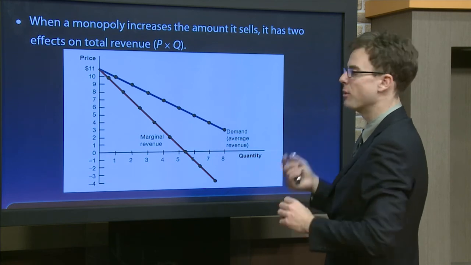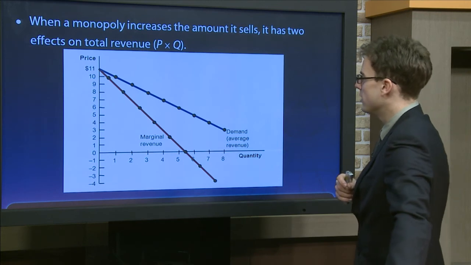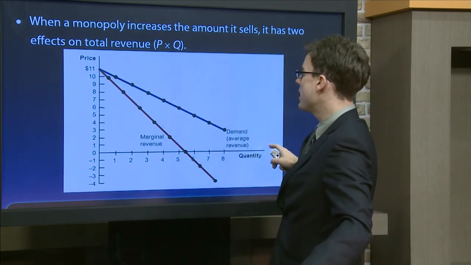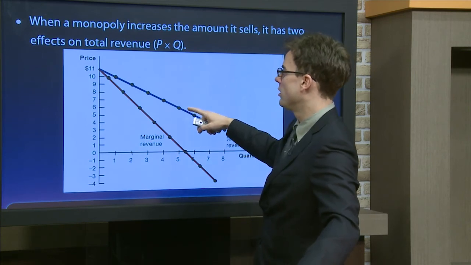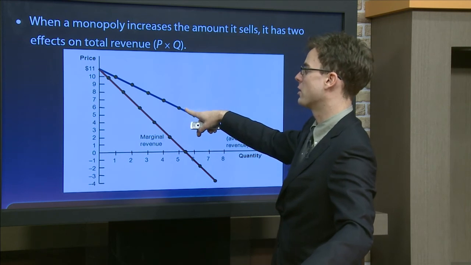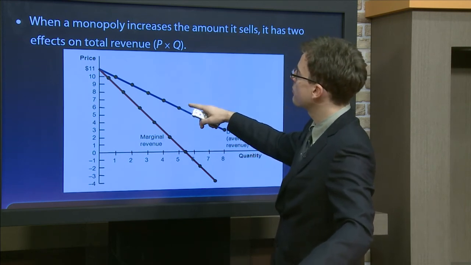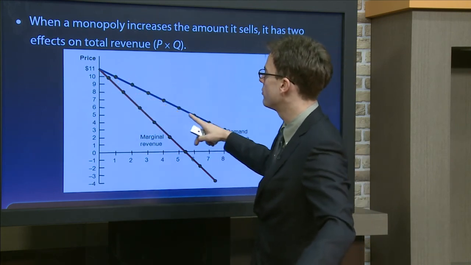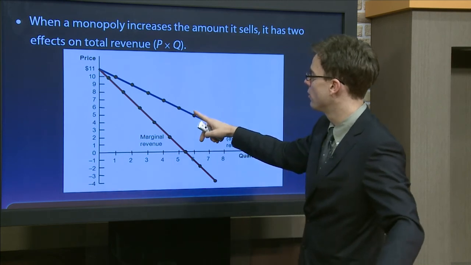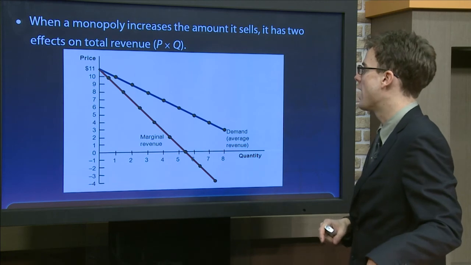this discussion should remind you of Chapter 5, when we said that for a perfectly linear demand curve, price elasticity of demand in the middle of the demand curve is exactly 1 or -1 with the correct sign. On this side of the demand curve, demand is elastic, and on this side of the demand curve, the demand is inelastic.